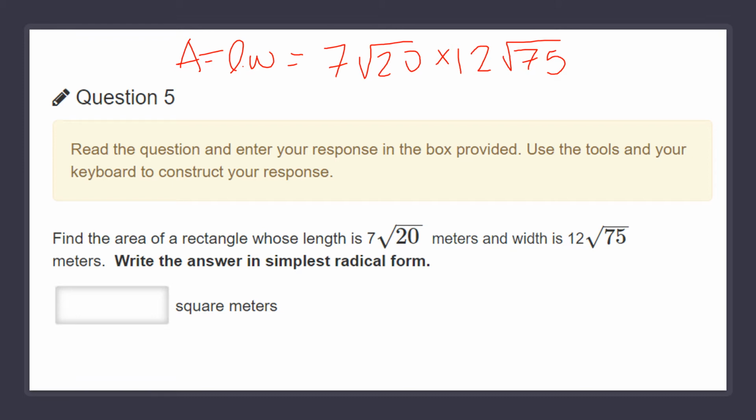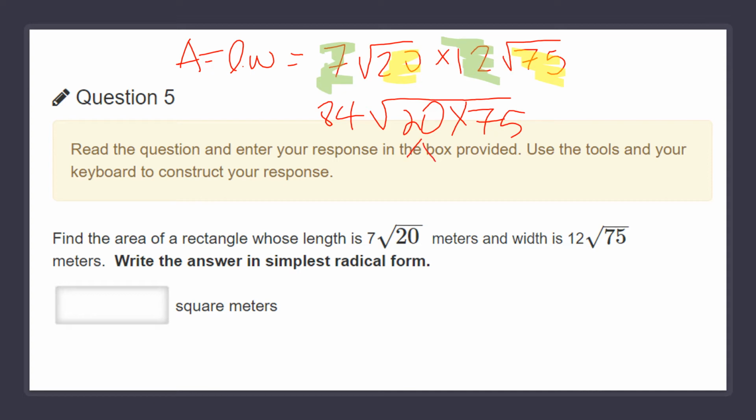So we're going to multiply the 7 and the 12, which will make 84. And then we're going to multiply the 20 and the 75. Now on this one, I'm not going to multiply them and get that number. I'm going to leave it as 20 times 75 because I'm going to break that down anyways. So 20 is going to break down to 2 and 10. 10 is going to break down to 2 and 5. 75 is going to break down to 3 and 25. And then 25 breaks down to 5 and 5.